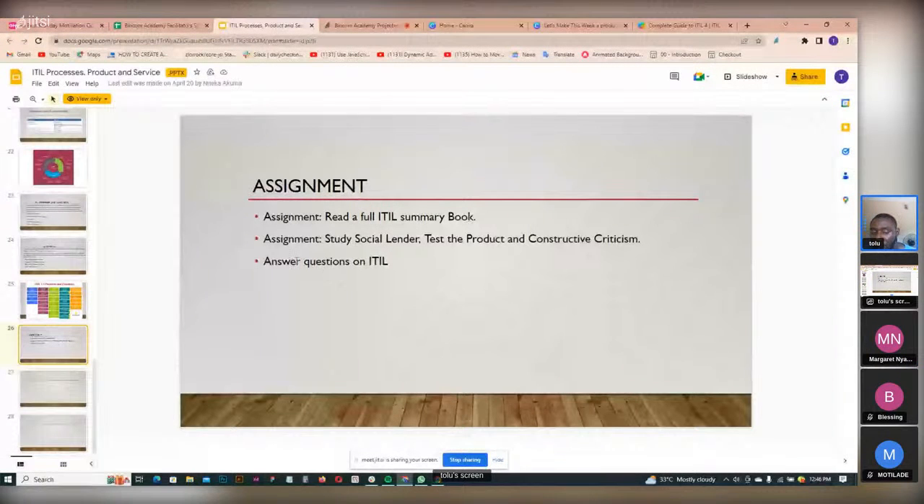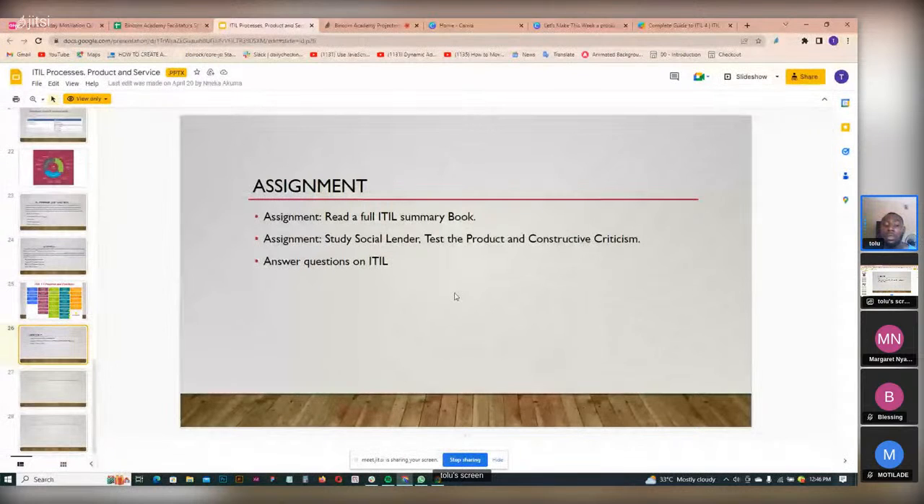But this way, you're answering questions on ITIL. So there will be questions to ask. You can form questions for yourself and answer those questions, like: what is ITIL? What are the ITIL processes? So there are questions you can form out of it, just about 10 or so. Just form questions and answer them.